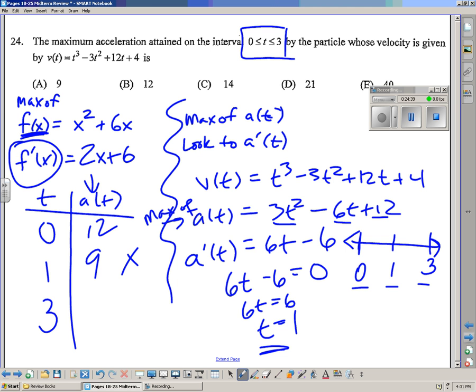And then 3. 3 squared is 9 times 3 is 27. Minus 6 times 3 is 18. That's 9 plus 12 is 21. There's the winner. That's the maximum acceleration. So actually, if you didn't go through this whole rigmarole of finding the derivative and finding the critical value, you would actually have not got this wrong, but I would have been very lucky.